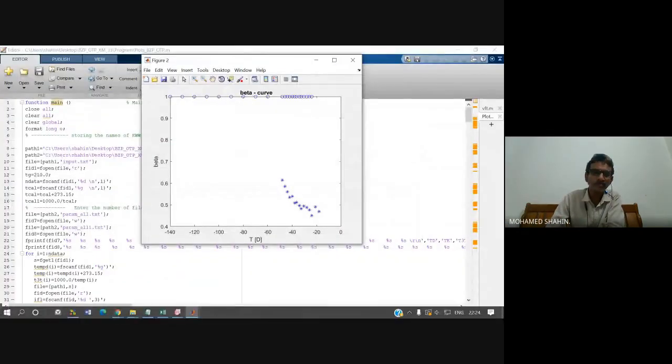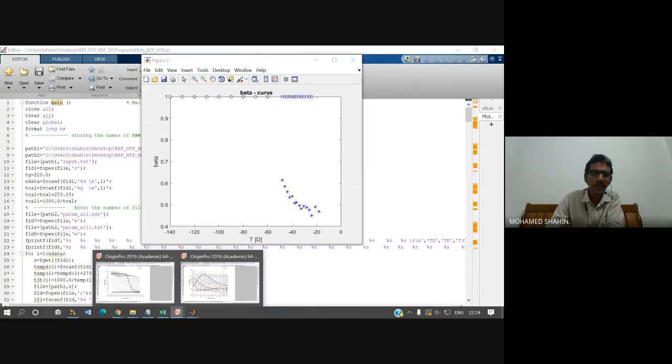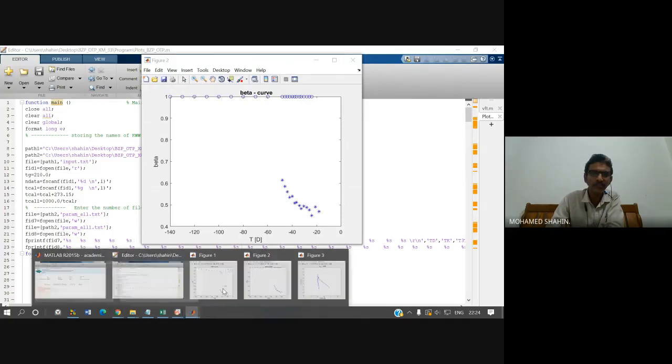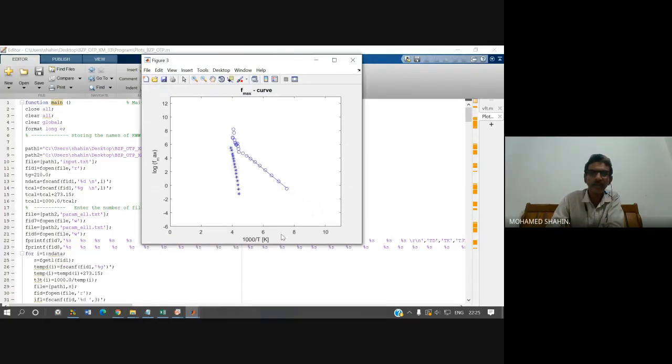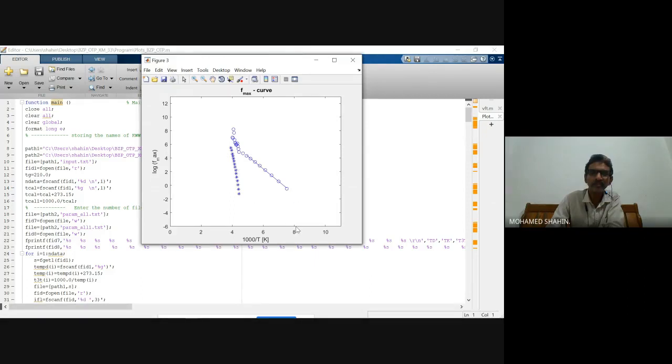Now, another system has somewhere here. One other system is having something like this, alpha process. So there are 3 or 4 systems having different Tgs and different curvatures for the alpha process.